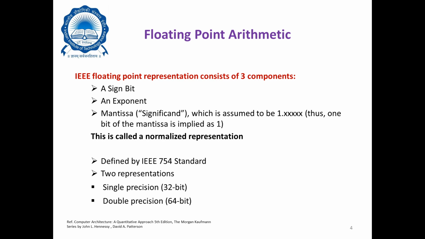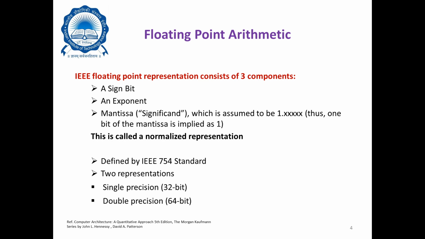So IEEE floating point representation consists of three components. The first is a sign bit, the second is an exponent, and the third is a mantissa, which we also call the significand, which is assumed to be 1 point and then the numbers to the right of the decimal. This is called a normalized representation because we don't have any leading zeros, as I said in the last slide.